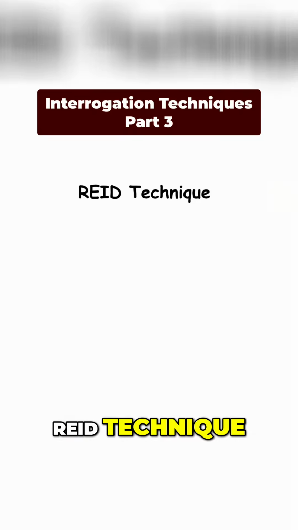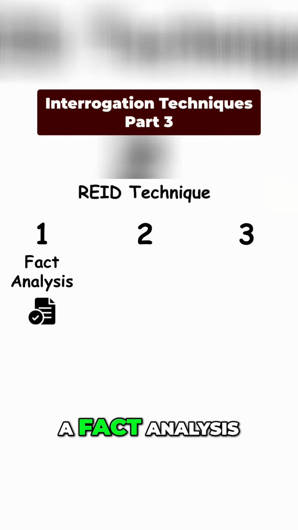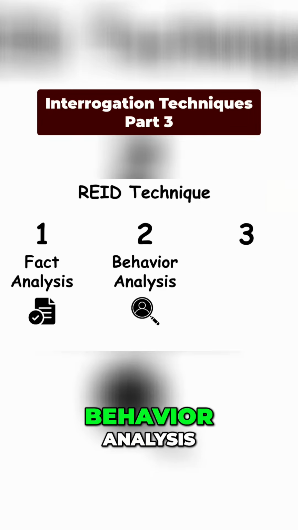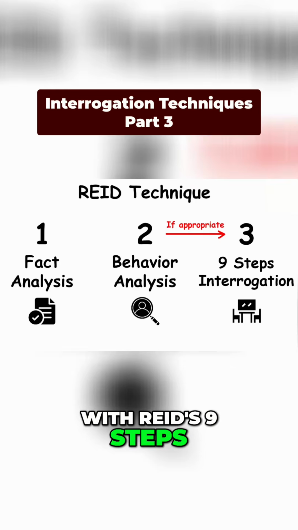Reid Technique. The Reid Technique consists of a three-phase process. The interviewer starts with a fact analysis, then goes into a behavior analysis, and after that, if appropriate, the interviewer goes on with Reid's 9 steps of interrogation.